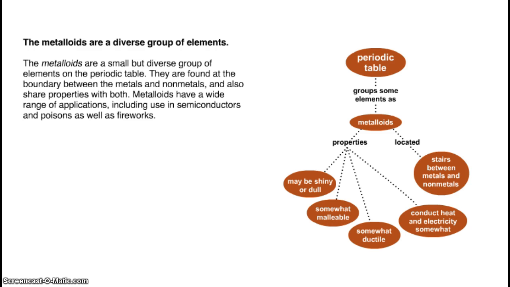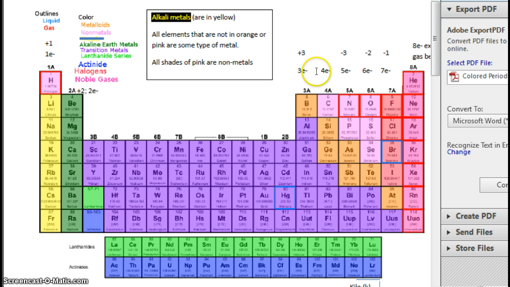Periodic table. Some groups in the elements are metalloids. Properties may be shiny or dull, somewhat malleable, somewhat ductile, conduct heat and electricity, somewhat. And it's located in the stairs between the metals and the nonmetals. Again, we like to call this the stair step of the metalloids that separates them.